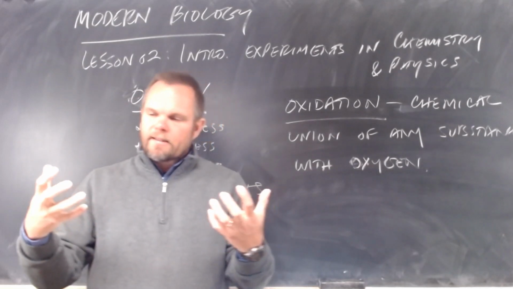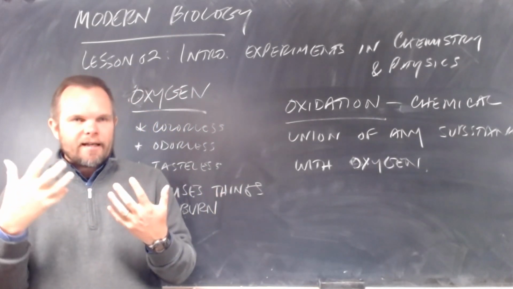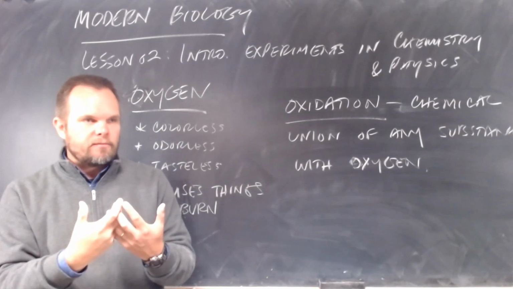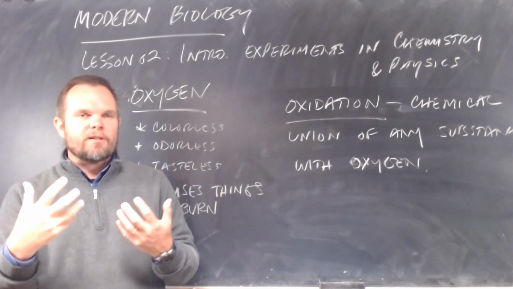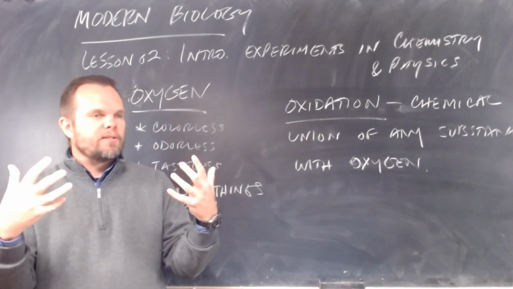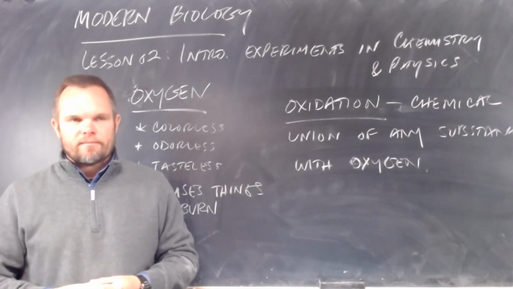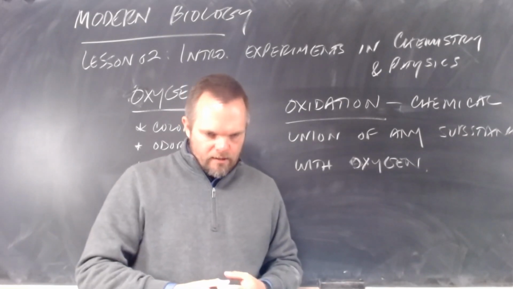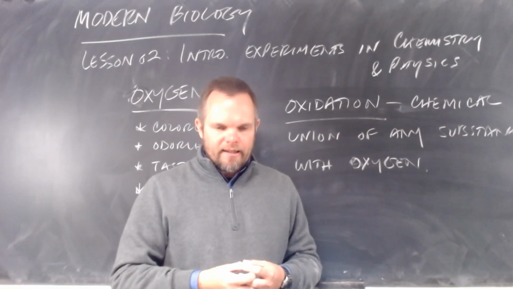So when we make a chemical compound, and one of the elements in that compound is oxygen, that process is called oxidation, when a substance is chemically joined together with oxygen. The chemical union of oxygen with any substance is called oxidation.